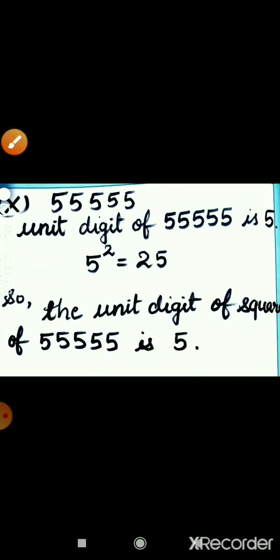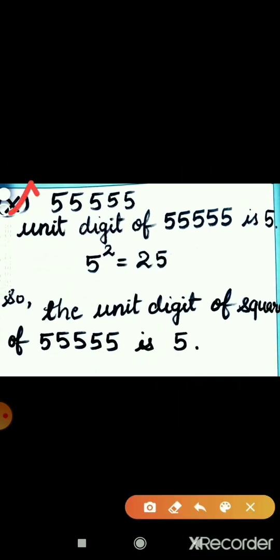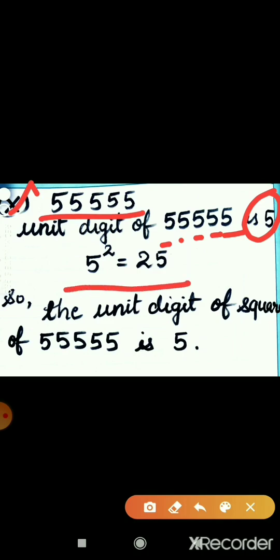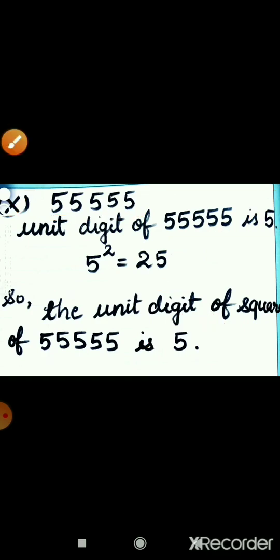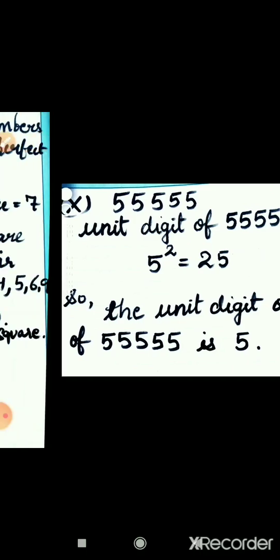Next part, 10th part, 55555. Unit digit of 55555 is 5. Square of 5 is equal to 25. So the unit digit of square of 55555 is 5. By this part, we completed question number 1. Let's come to the question number 2.